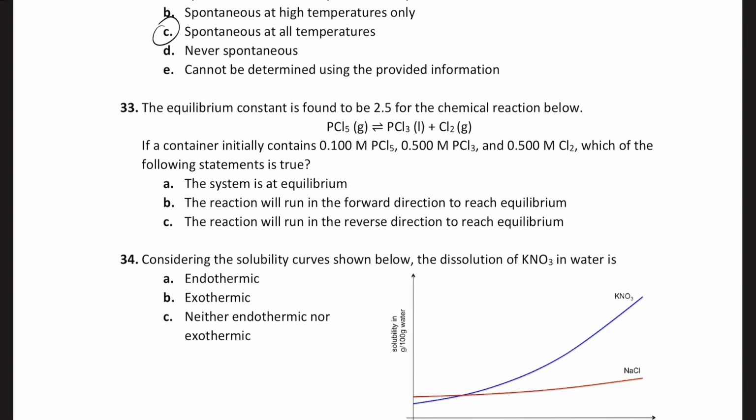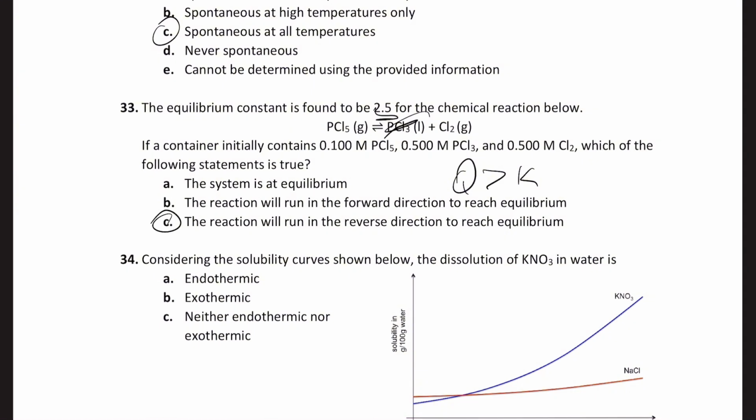So wait, what did I even just read now? Oh, I see. Okay, so what you need to do is figure out the Q, right? They give you the K, you need to find the Q. Liquids are not included. So it would be 0.5 divided by 0.1. Perfect. So you have 5, so Q is greater than K. That means there's more products than reactants. It would shift left. So it would be C.